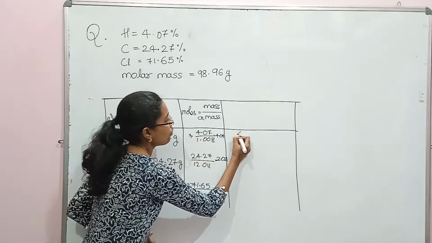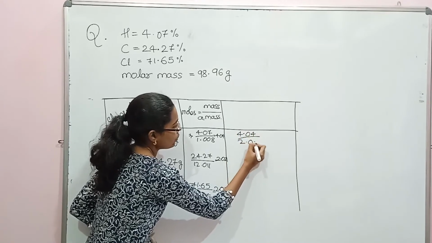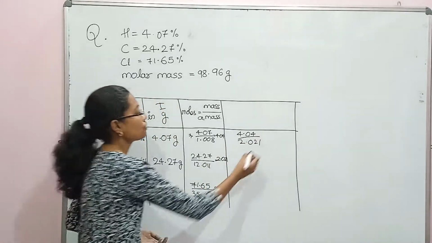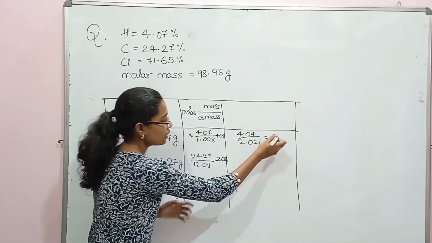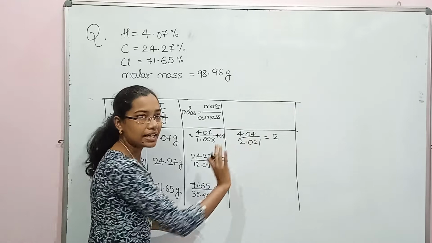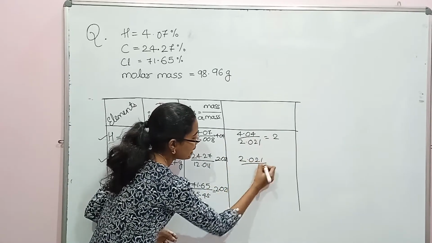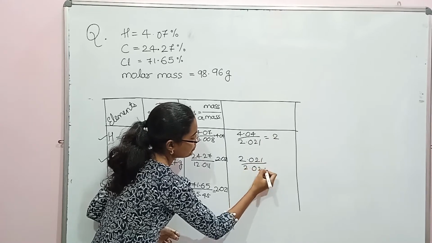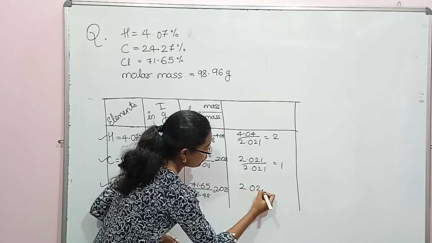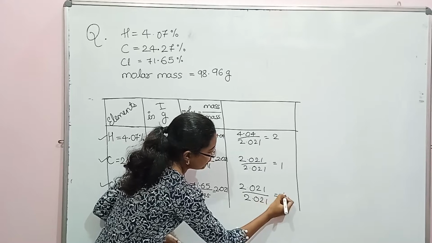Now we have to divide by the smallest number among these 3 numbers of moles. If we divide 4.04 by 2.021, which is the smallest one, we'll get approximately 2.01, but that is very small, so we'll take it as 2 only. Here also 2.021 divided by 2.021, we'll get 1. And 2.021 divided by 2.021 is also 1.